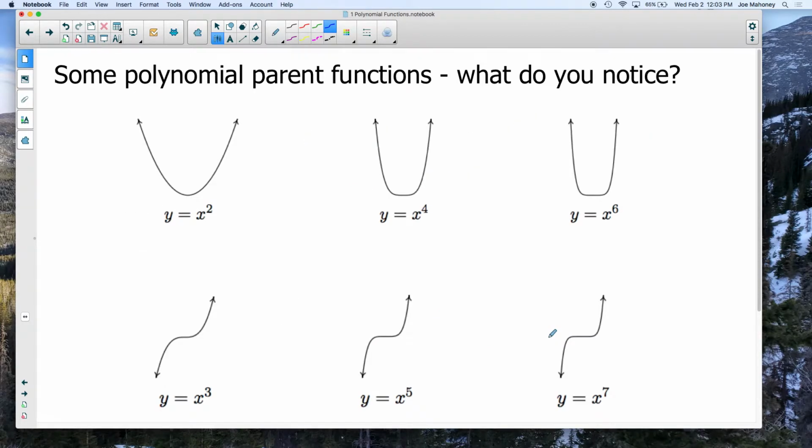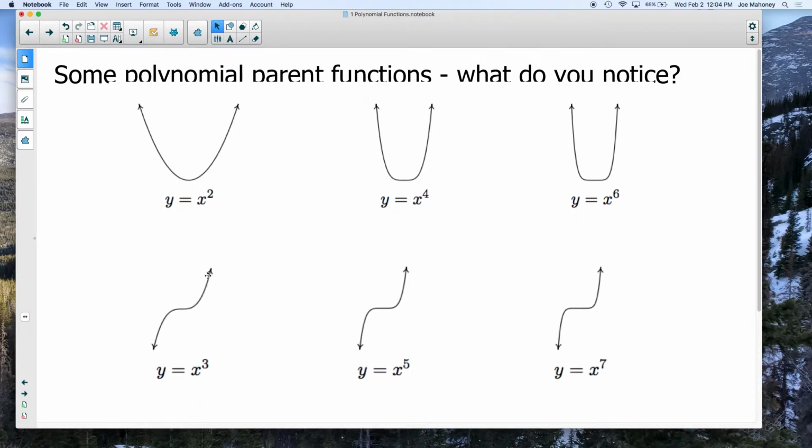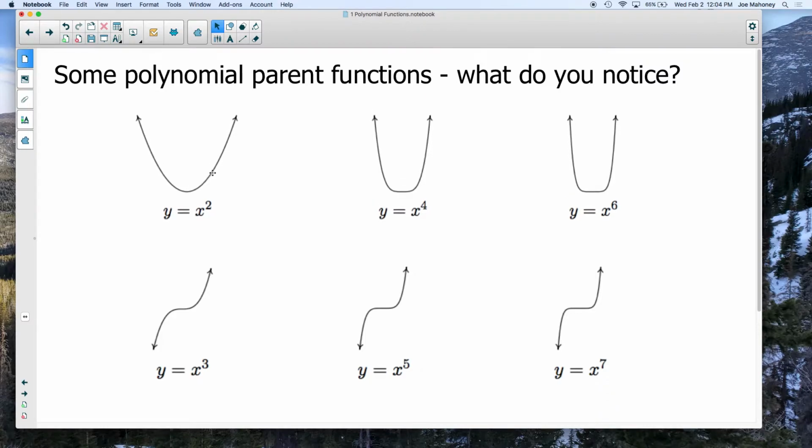All right. So a couple things really quick here. Here's just what we call the parent functions. And remember, the parent functions, let's see if we can move some of these up a little bit. I don't want to erase. So the parent functions are those functions that we base everything else off of. And you've seen y equals x squared before. That's our parabola. But notice what happens to y equals x to the 4th and y equals x to the 6th.